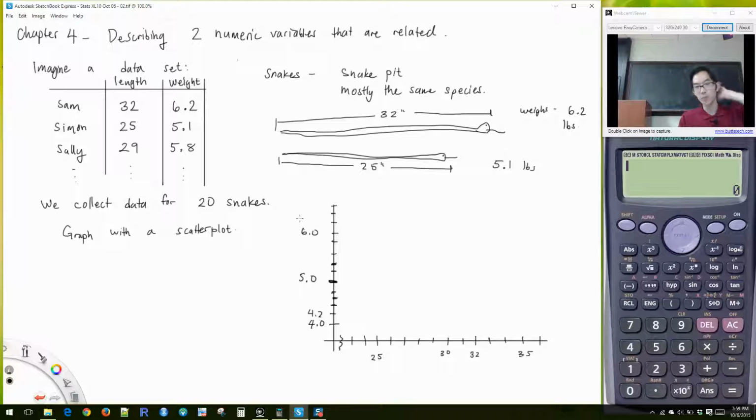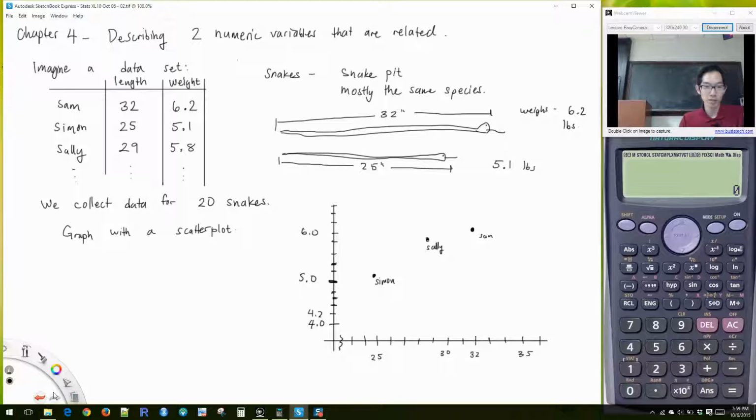Okay, and we would plot these. So I would say 32 up at 6.2, and so I'd get a dot right there. And this one is 25 and weighs 5.1 pounds, so maybe a dot right there, and here's 29 and 5.8 and a dot, something like that, okay? So these are the 3 dots. This is Sam, Simon, Sally.